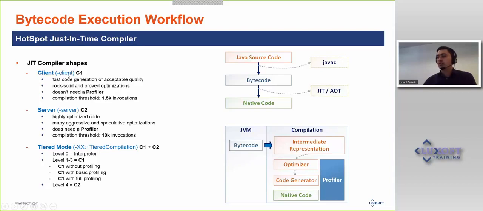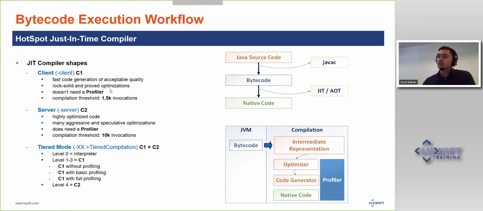The client compiler is the simplest way of compiling things during the runtime in the hotspot. Why? Because we get fast code generation of acceptable quality, which means that once I start the JVM, I have better chances to get native code sooner than if I start the hotspot in server mode. And this client compiler does only rock-solid and proven optimizations.